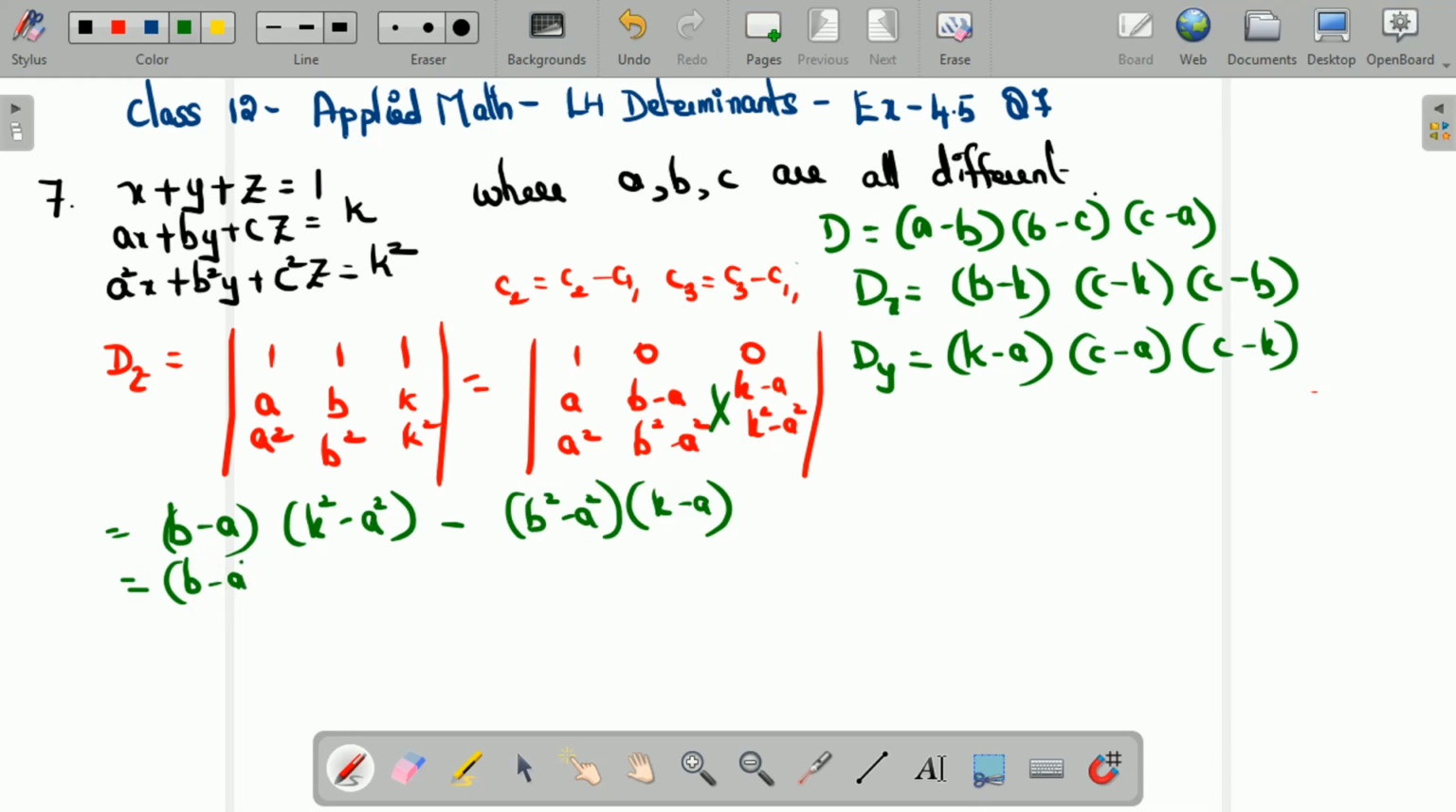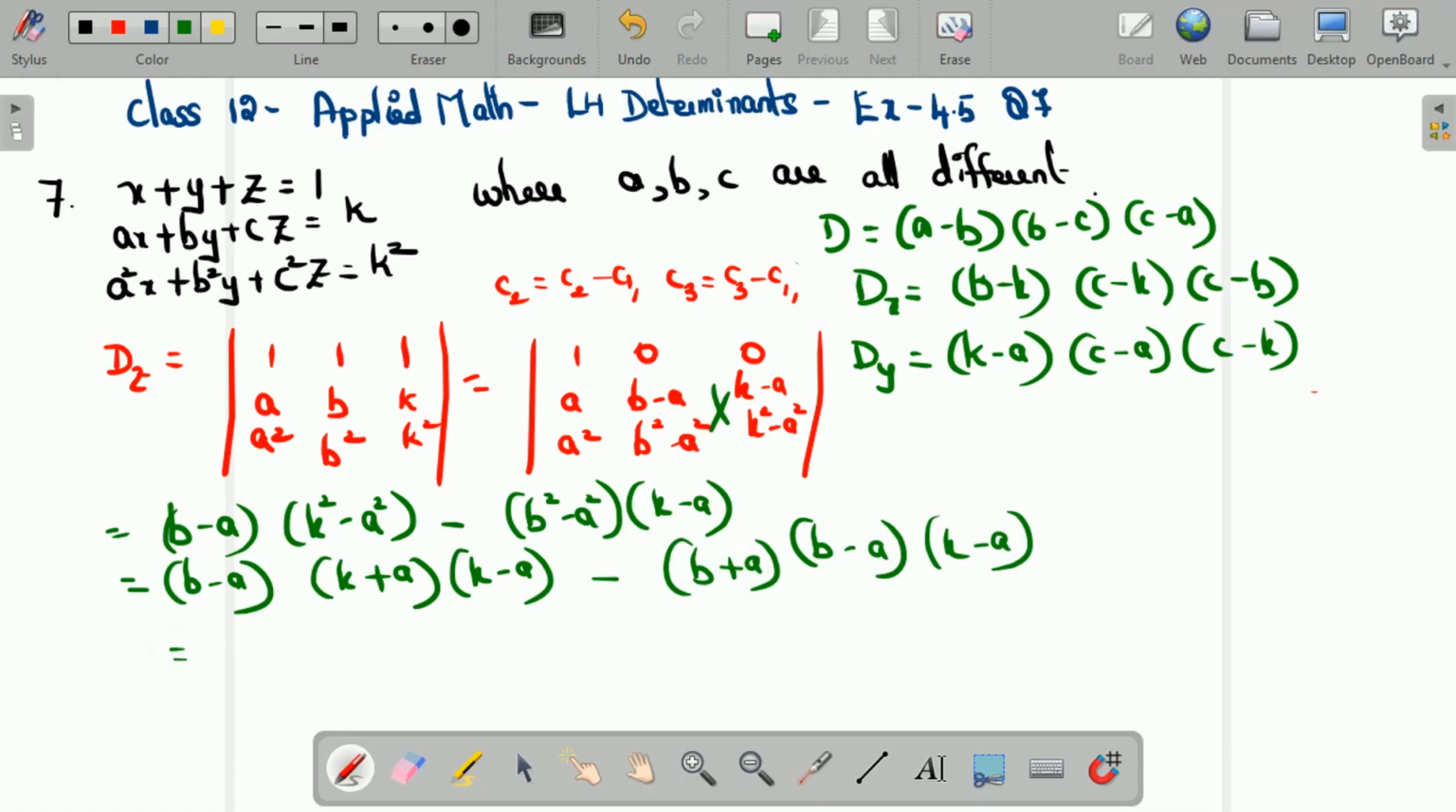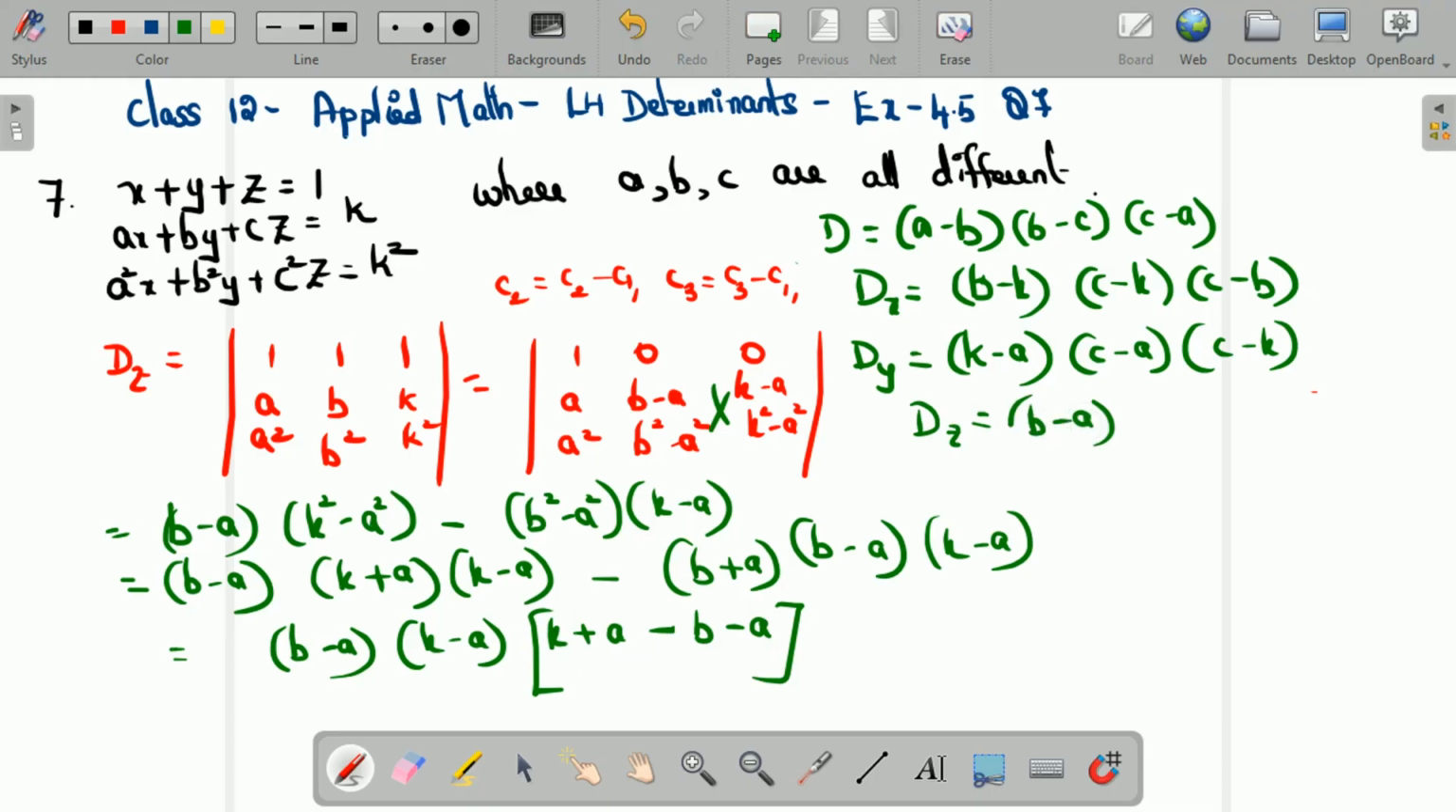So it is b minus a into k squared minus a squared, minus b squared minus a squared into k minus a. We expand: b minus a into k plus a into k minus a, minus b plus a into b minus a into k minus a. We take b minus a and k minus a outside. The first part left is k plus a minus b minus a, so the a will vanish. So dz is equal to b minus a into k minus a into k minus b.